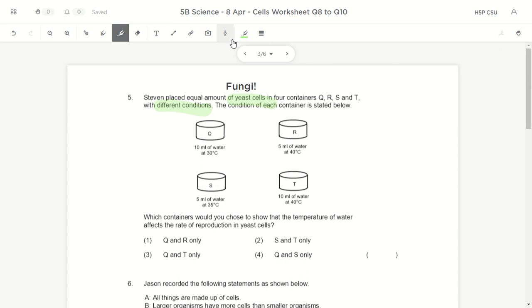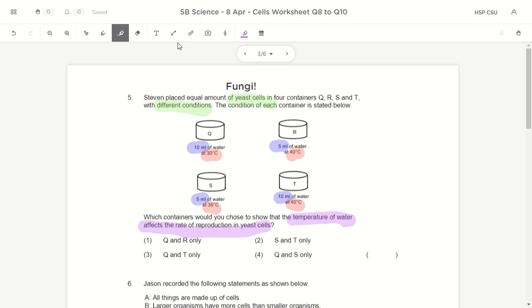Let's go and see. Okay, let's use temperature, and let's use the amount of water. Okay, so in Q I have 10 milliliters of water, R I have 5 milliliters of water, S I have 5 also, T I have 10 milliliters of water, while for temperature, Q is at 30 degrees Celsius, R at 40 degrees Celsius, S at 35 degrees Celsius, T at 40 degrees Celsius. Which container would I choose to test or to show that the temperature of water will affect the rate of reproduction in yeast?